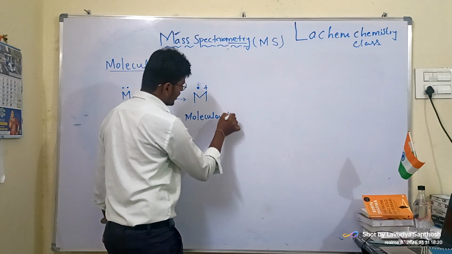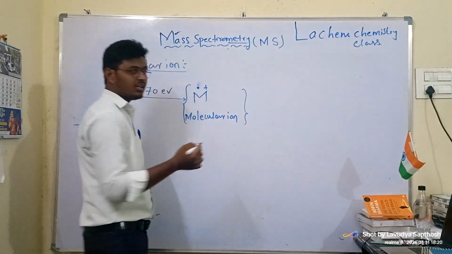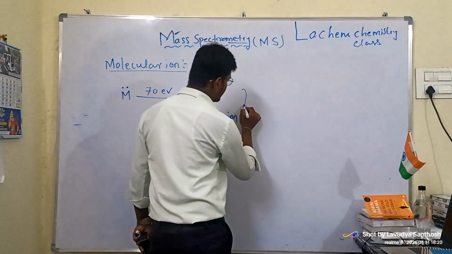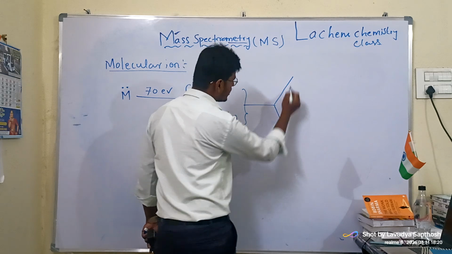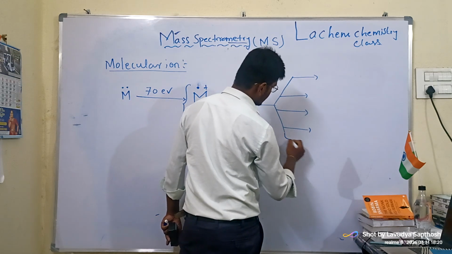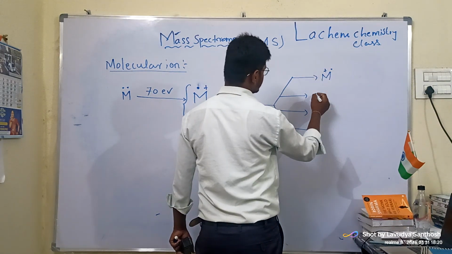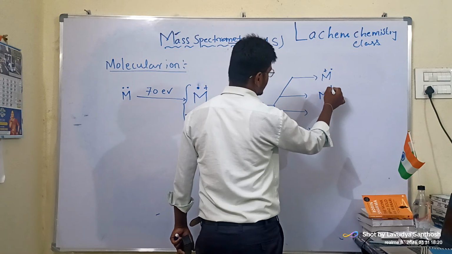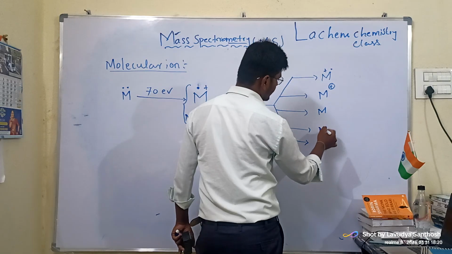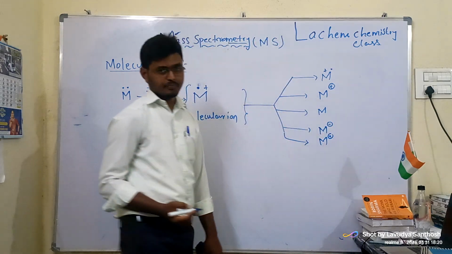If you understand the concept of molecular ion, then you will understand the rest of mass spectrometry very simply. This molecular ion further divides into these many species: cation, molecular cation, neutral molecule, negative, radical, anything.